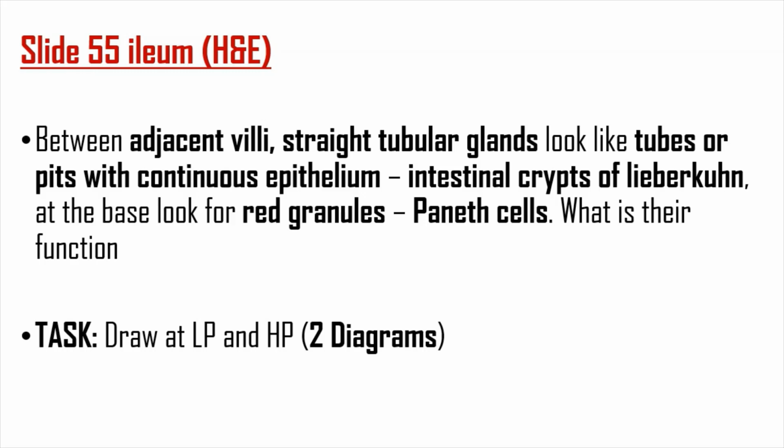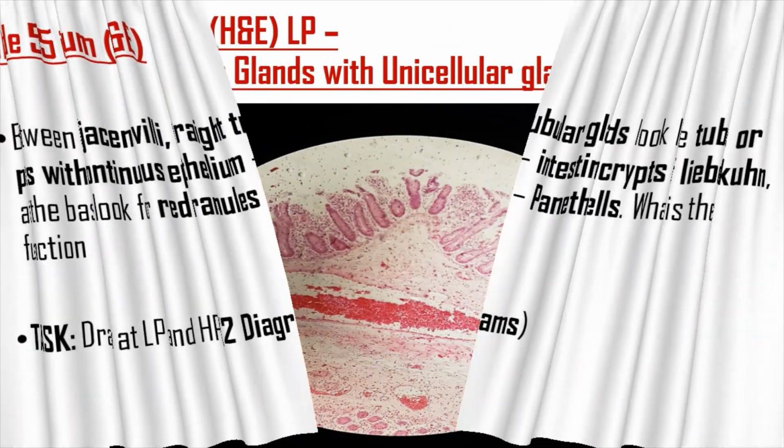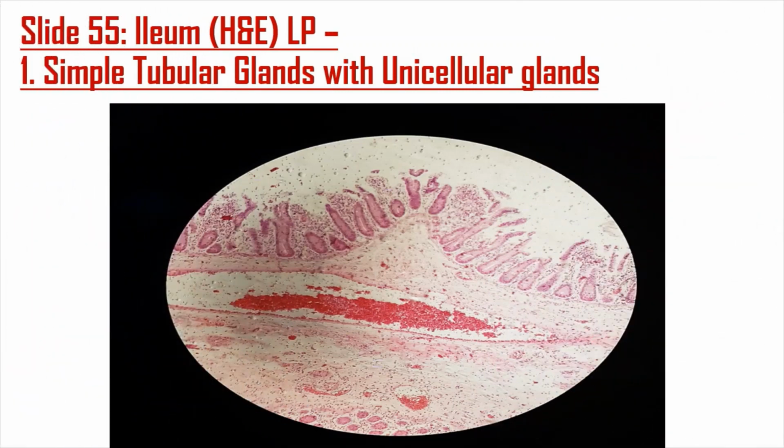So what you are going to do in the simple tubular glands is draw the simple tubular glands at high power and at low power. This diagram here is showing us the low power representation of simple tubular glands. If you remember from our previous lesson on epithelia 1, this is what we call a plica circularis. A plica circularis is going to form villi. So this here is a villus, this is a villus, this is a villus.